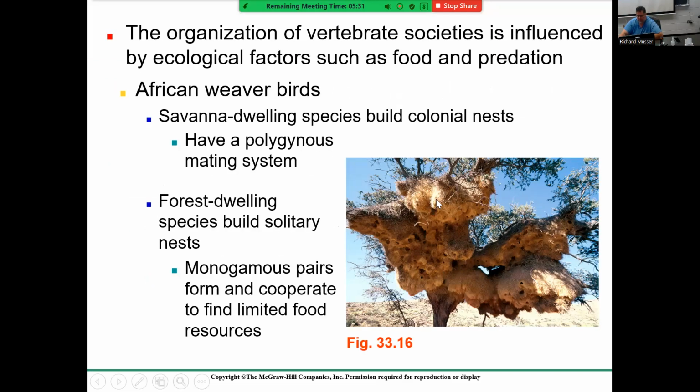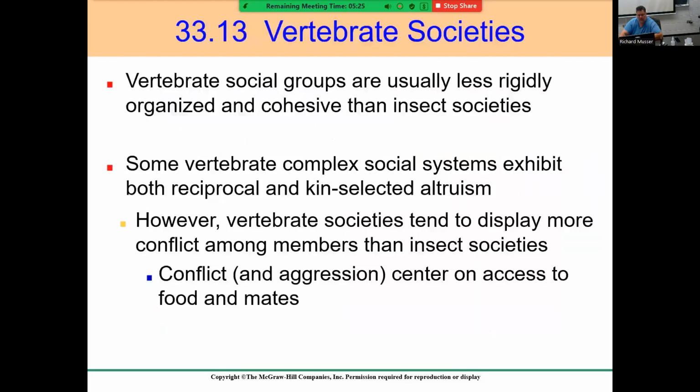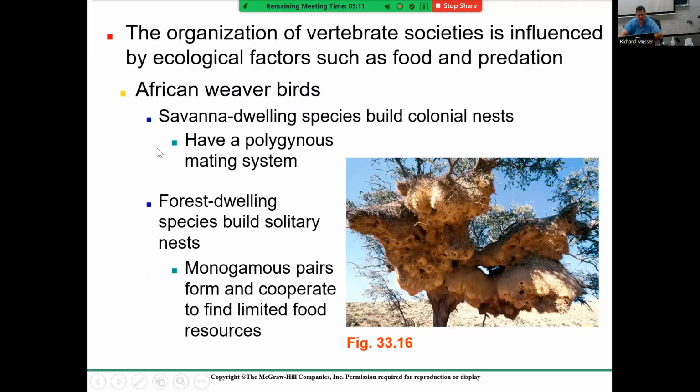So here's examples of, let's go look at termites, but I'm not seeing that right now. Let's see if there's anything else that's really... Vertebrates, I'm going to skim some of this. However, vertebrate societies tend to display more conflict among members than insect societies. Let's see. Organization of societies is influenced by ecological factors such as food and predation.